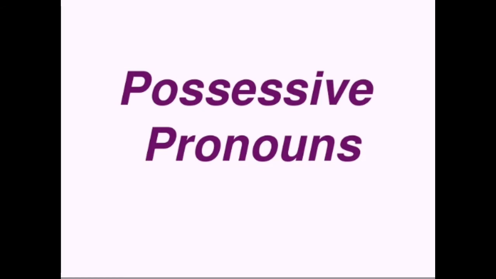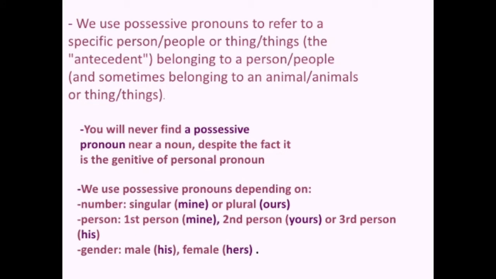What are possessive pronouns? We use possessive pronouns to refer to a specific person, people, or things, the antecedent belonging to a person or people. I have told you already, possessive means belongingness, to whom that thing belongs. You will never find a possessive pronoun near a noun, despite the fact it is the genitive of a personal pronoun. Genitive means which shows relation with another pronoun. So basically, students, possessive pronouns are the ones we use for showing possession.